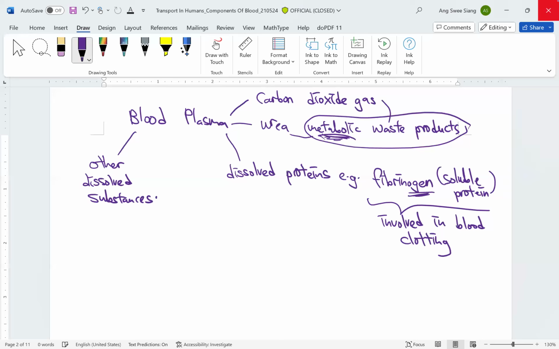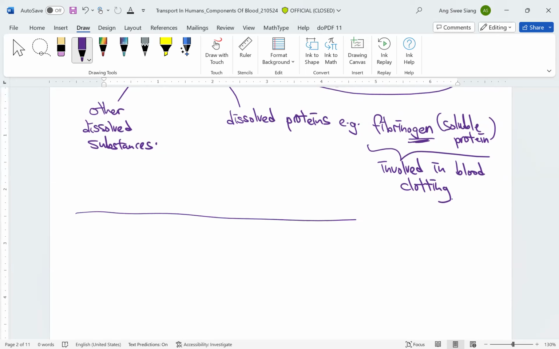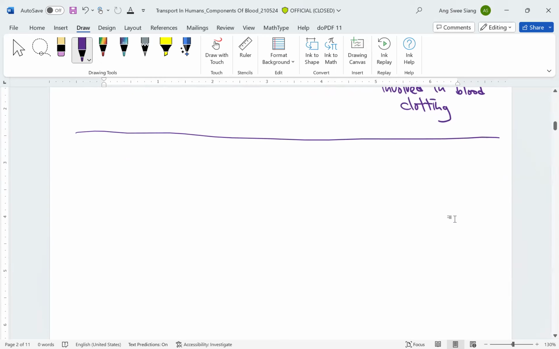So let's look at carbon dioxide first. You're very lucky. You don't have to learn what happens to the carbon dioxide, but I'm just going to touch on a few things with you. The carbon dioxide is not transported in the form of carbon dioxide gas. It will dissolve in the water that is found in the blood plasma.